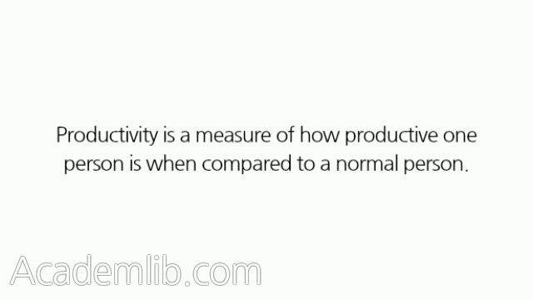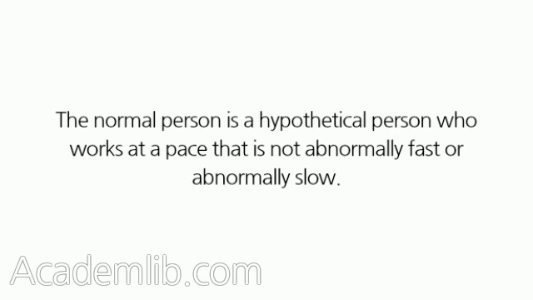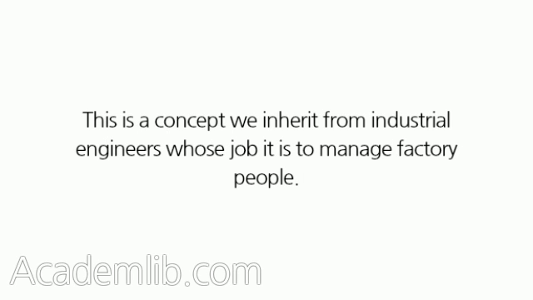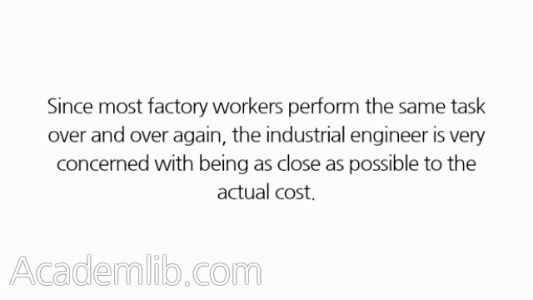Productivity is a measure of how productive one person is when compared to a normal person. The normal person is a hypothetical person who works at a pace that is not abnormally fast or abnormally slow. This is a concept we inherit from industrial engineers whose job it is to manage factory people. Since most factory workers perform the same task over and over again, the industrial engineer is very concerned with being as close as possible to the actual cost.